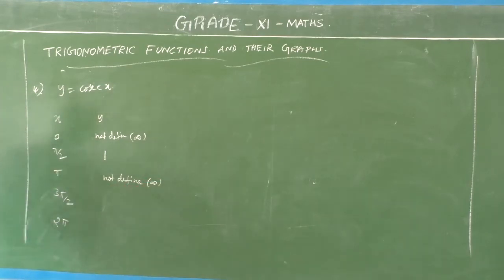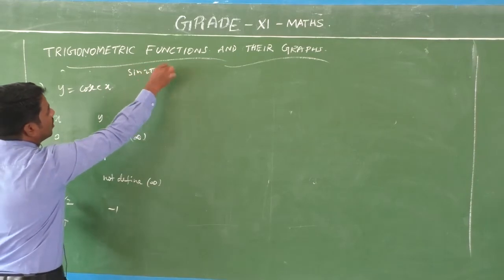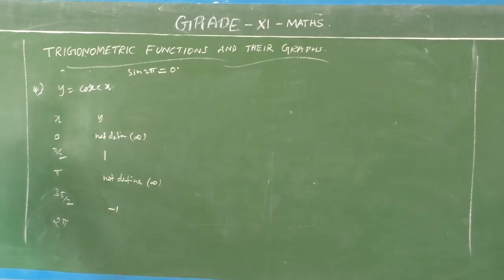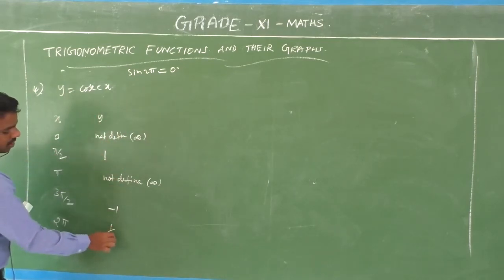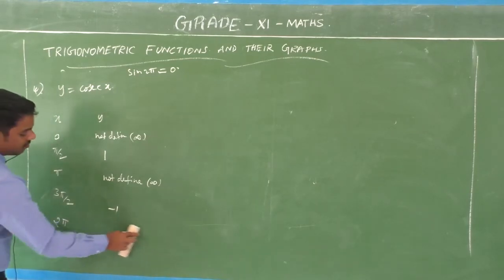Okay, right. Next, cosecant 3 pi by 2 is minus 1. And cosecant 2 pi: you know, sin 2 pi is 0, then cosecant 2 pi is 1 by 0, that is infinite. Infinite means not defined.